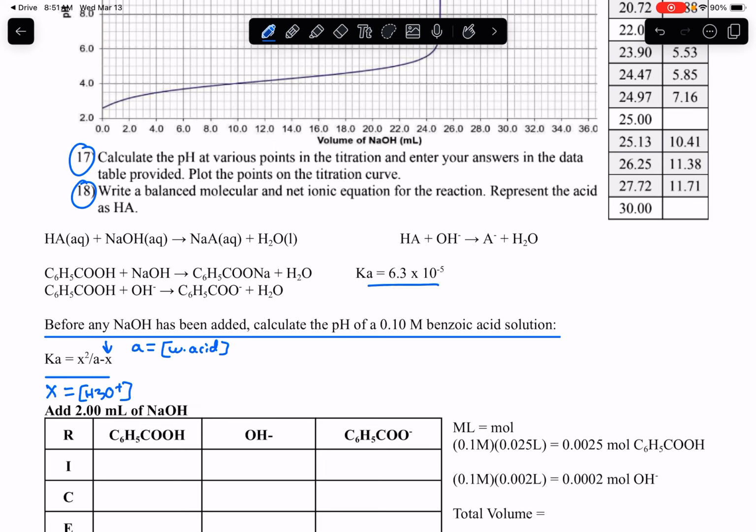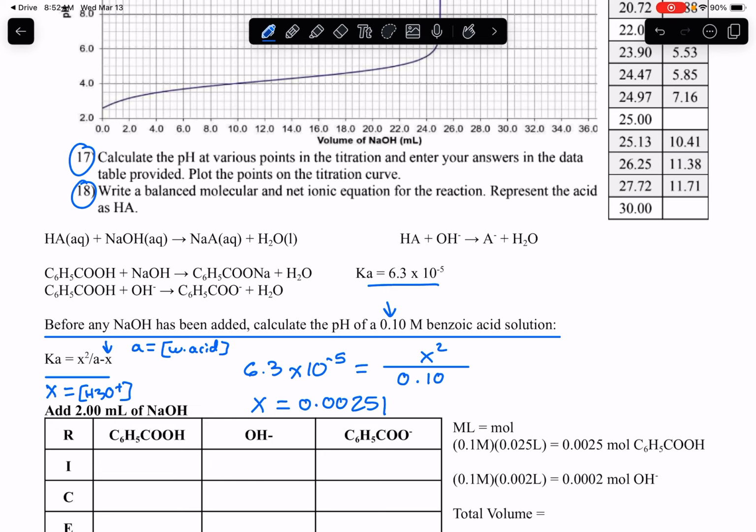So let's go ahead and solve this. We have our Ka, 6.3 times 10 to the negative 5, and that is equal to x squared over A, and we're going to ignore the x in the denominator. So we have 0.10. This right here is A, the concentration of the weak acid. So when we solve this for x, you can pause and solve this if you'd like, but I solved it for us. x is 0.00251, if we're going to round it to 3 significant figures here.